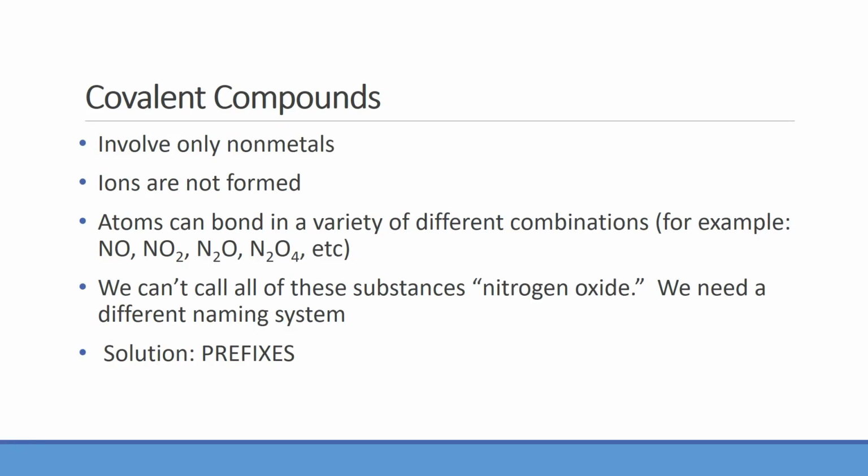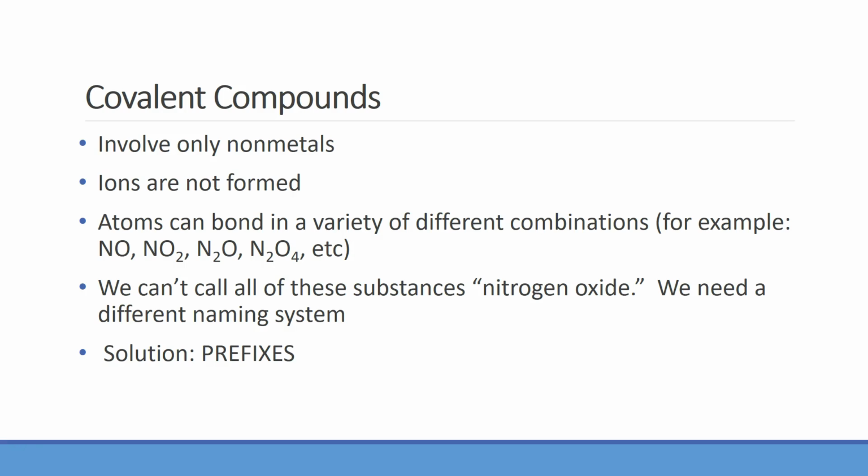So next we're going to talk about covalent compounds. Covalent compounds involve only nonmetals, and because of that, ions aren't formed. So there's no electrons being transferred, and there aren't any charges on the atoms. Because of this, atoms can bond in a variety of different combinations. So if we picked 2 elements like nitrogen and oxygen, they can form multiple compounds. The examples I gave here, NO, NO2, N2O, N2O4, and there's a bunch of others. So because they're all different substances, we can't call them all nitrogen oxide.